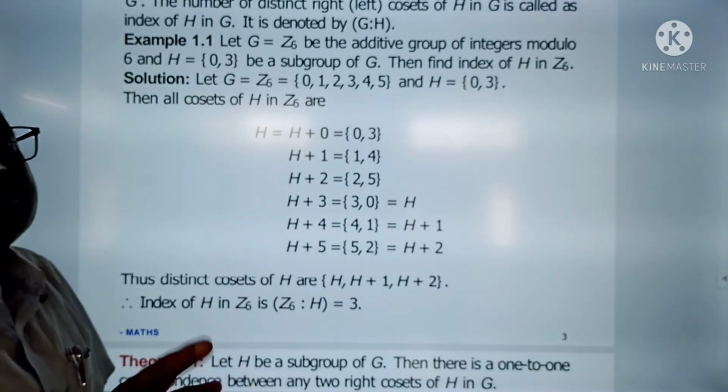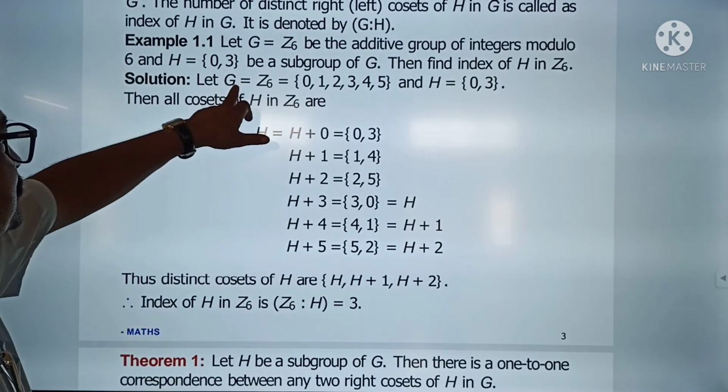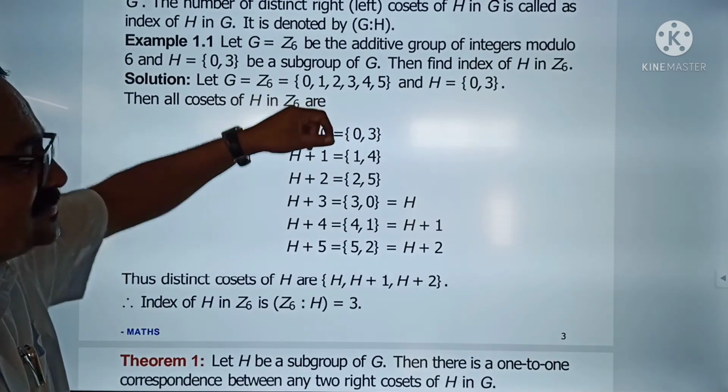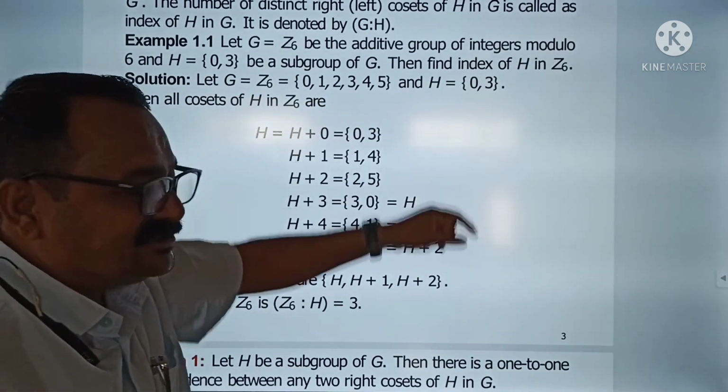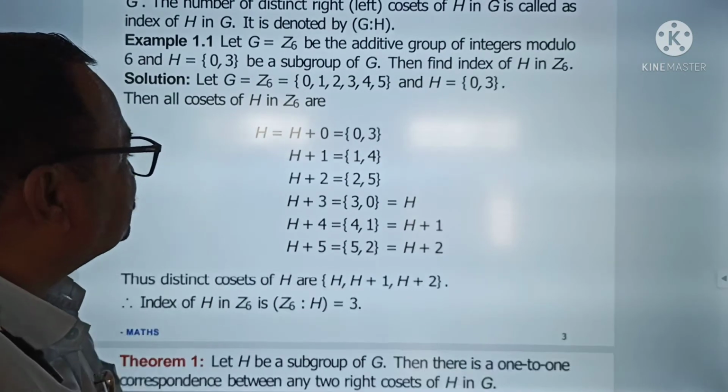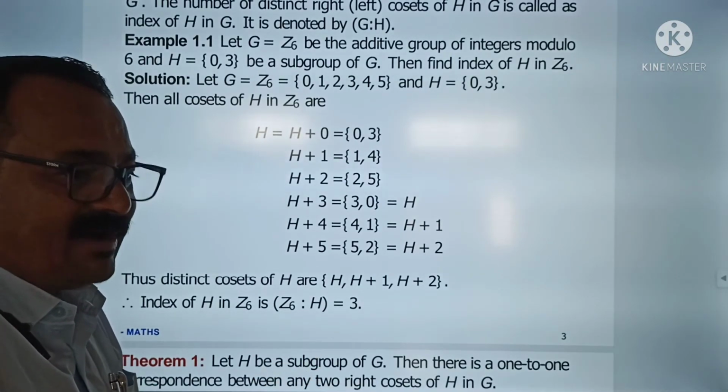Order of H divides order of G. Order of G is 6 because it contains 6 elements. Order of H is 2 because it contains 2 elements. We know that clearly 2 divides 6.